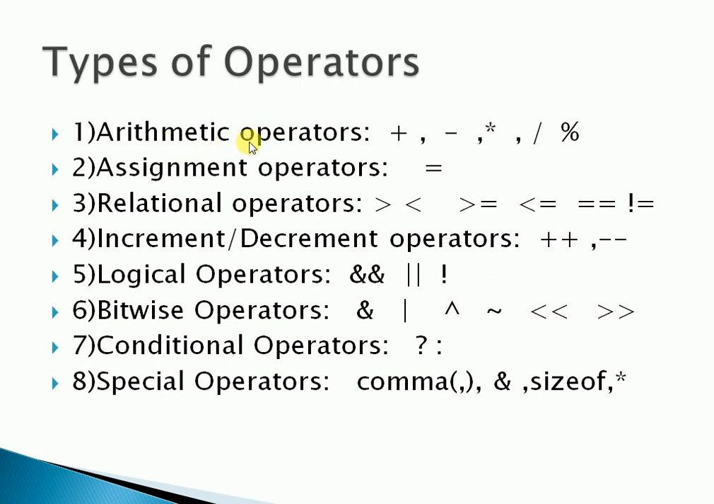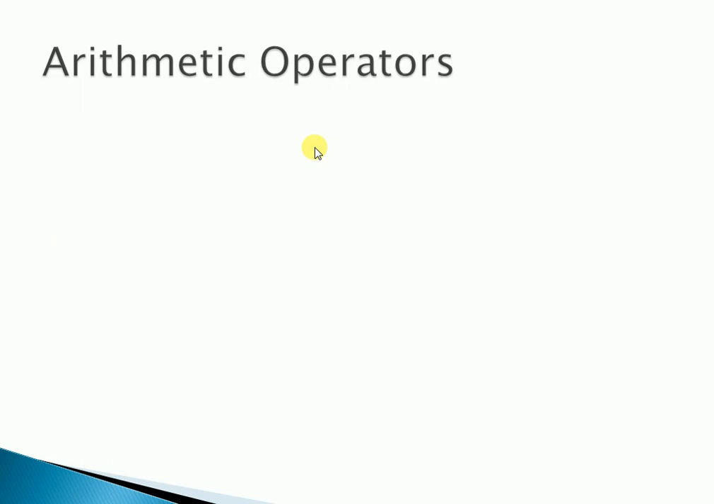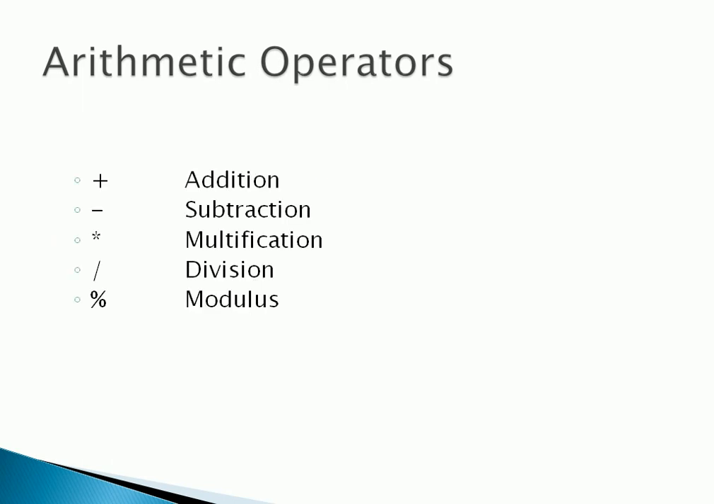What are the arithmetic operators and what is their functionality? These 5 are the arithmetic operators: addition, subtraction, multiplication, division, and modulus. The plus operator adds 2 numbers. Subtraction subtracts the 2 numbers. Multiplication multiplies them. And what about division and modulus?